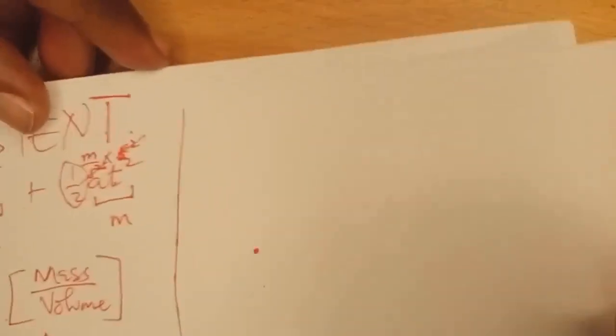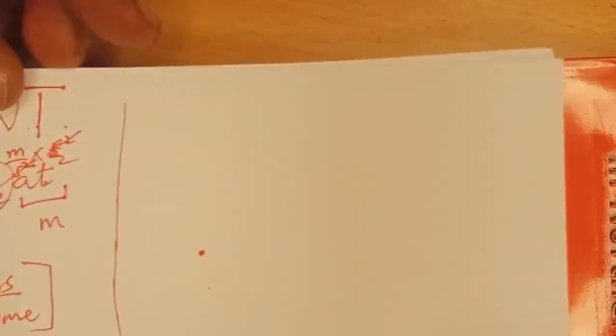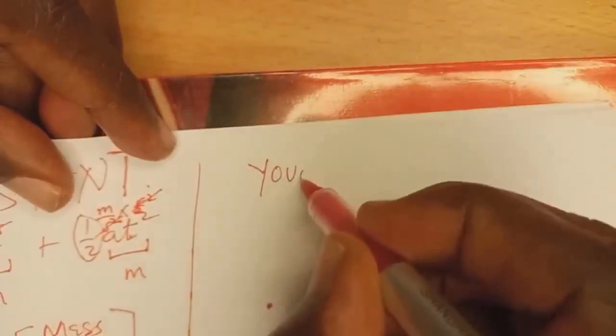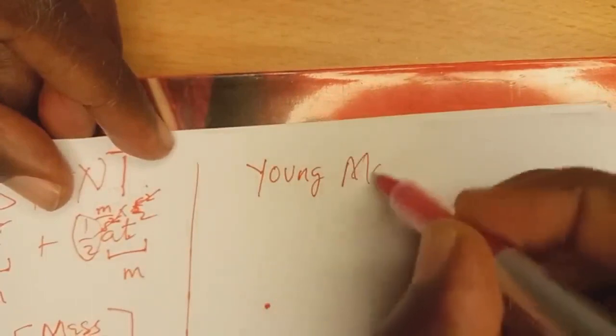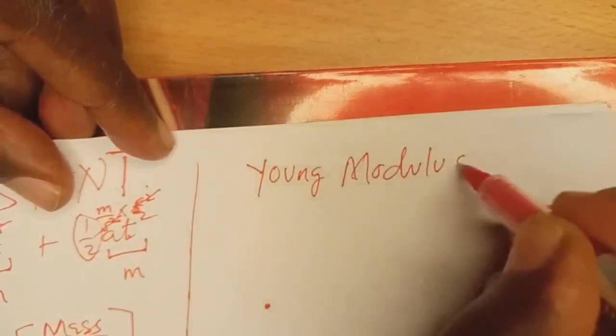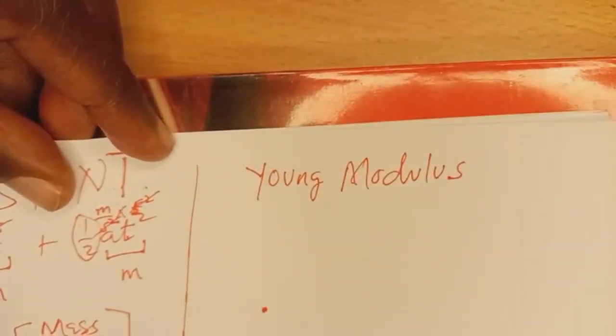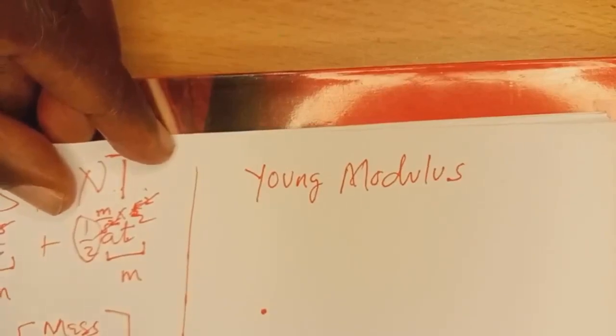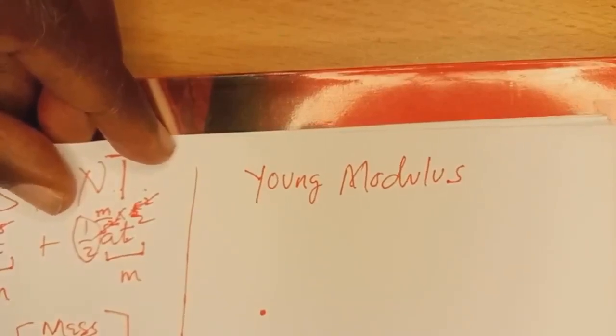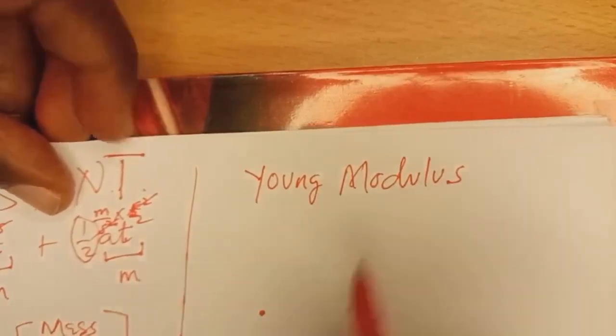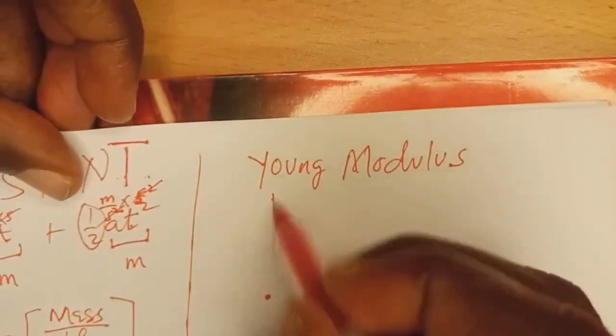Now there are some physical quantities that we say they have the same dimension. Let me list them. We have Young's modulus. Some people say modulus, but that is wrong. It's Young's modulus. Okay. The next one is pressure.